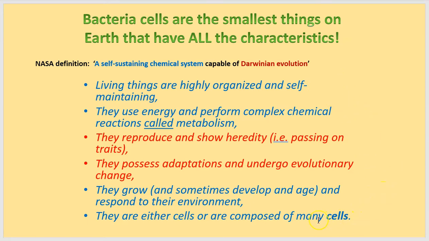So life on Earth is cellular, and that is one of the characteristics of life on Earth. All living things are cellular. They're either one cell or made of many cells stuck together. But in addition, living things have these other properties as well.